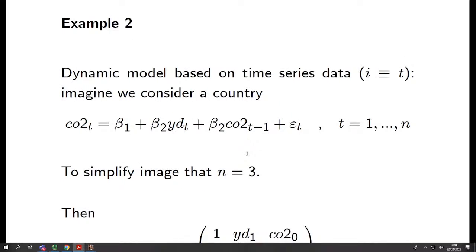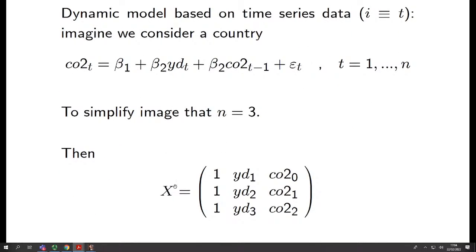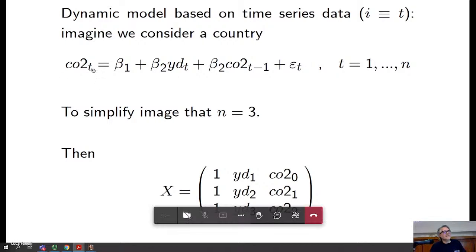So in this case, what is the big X matrix? Again, the first column will be 1, 1, 1 because you have a constant. The second column will be disposable income in period 1, 2, and 3. The last column will be CO2 emission at initial time. This starts at time t equal to 1, so we need some CO2 emission at time 0, the initial condition. And then I have CO2 emission at time 1 and 2. And this is the big X matrix, okay?